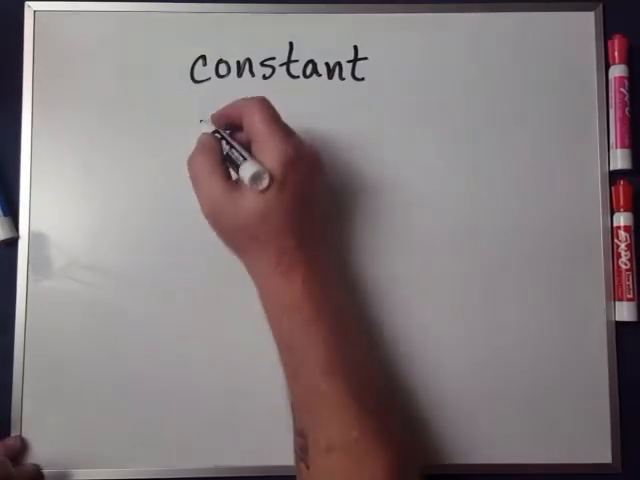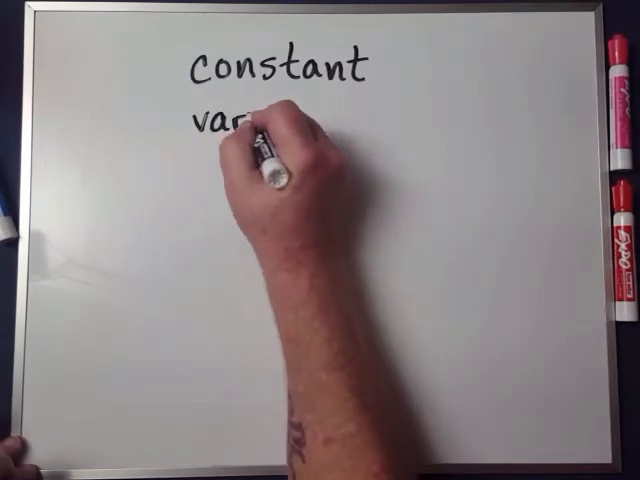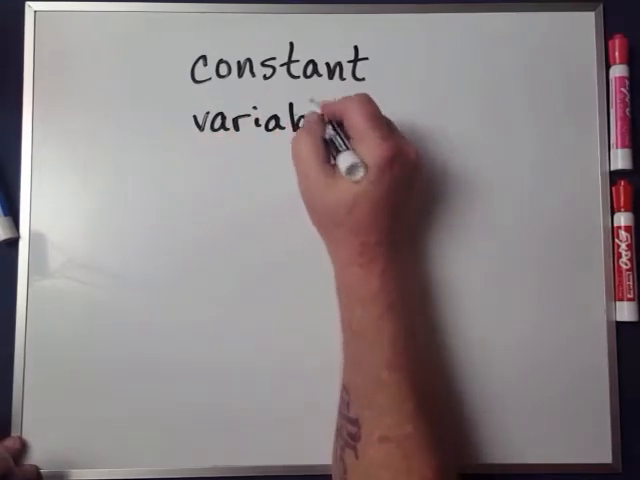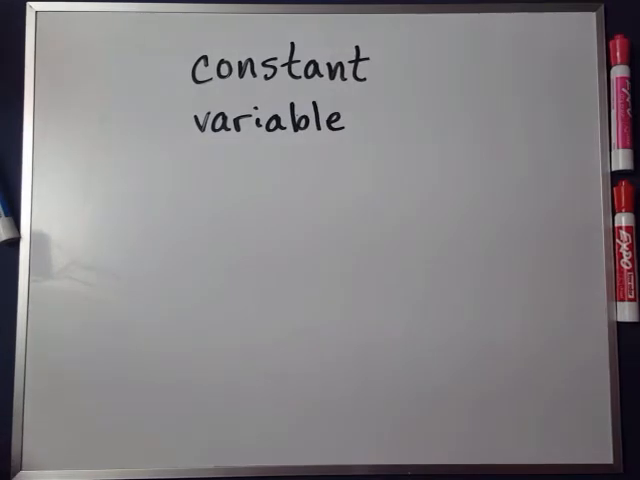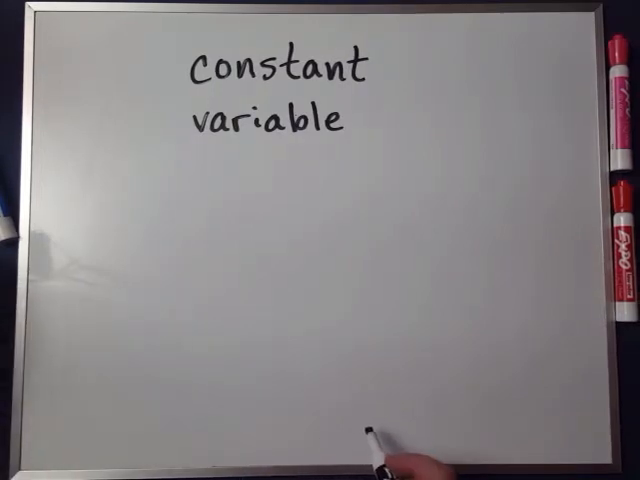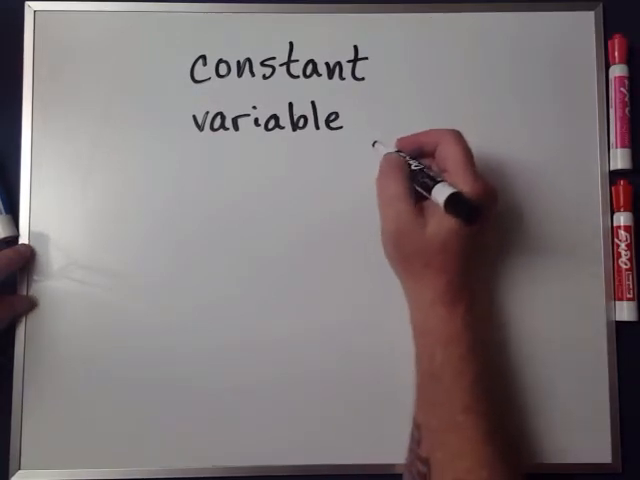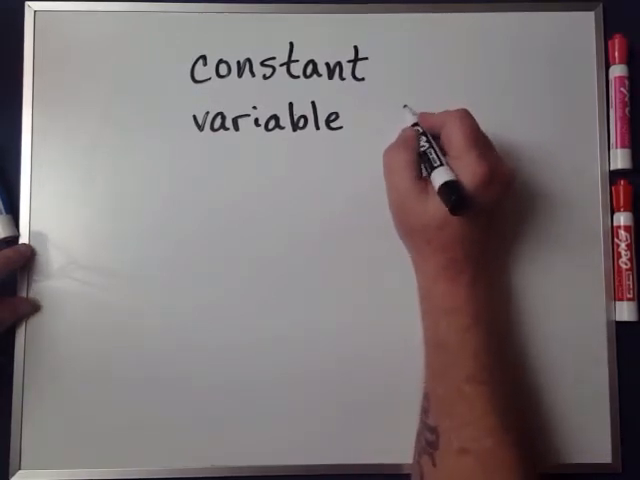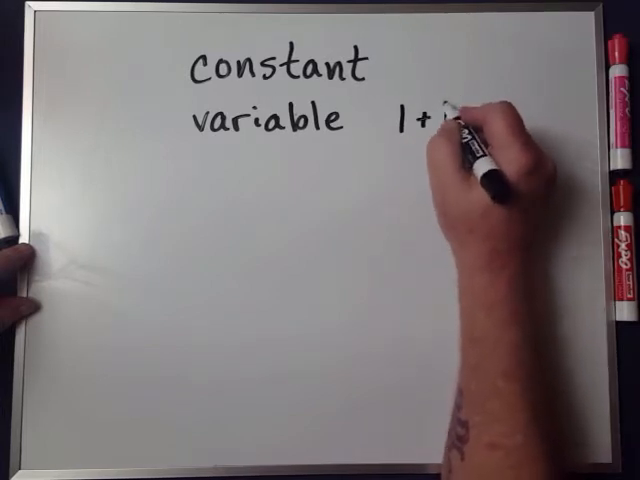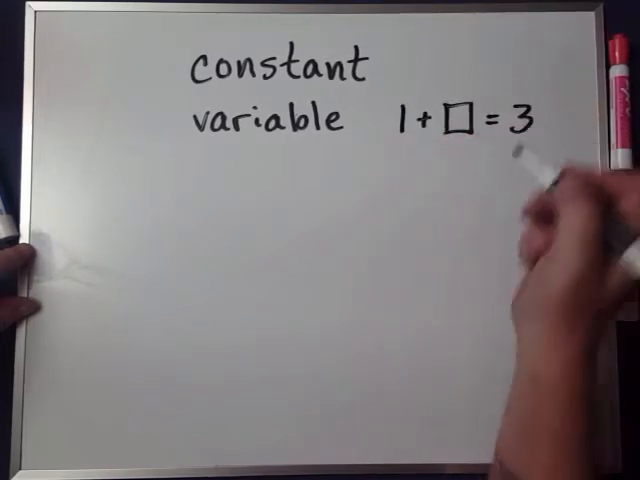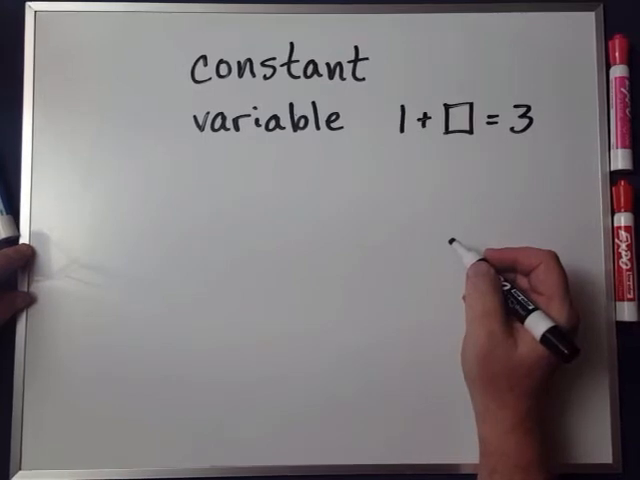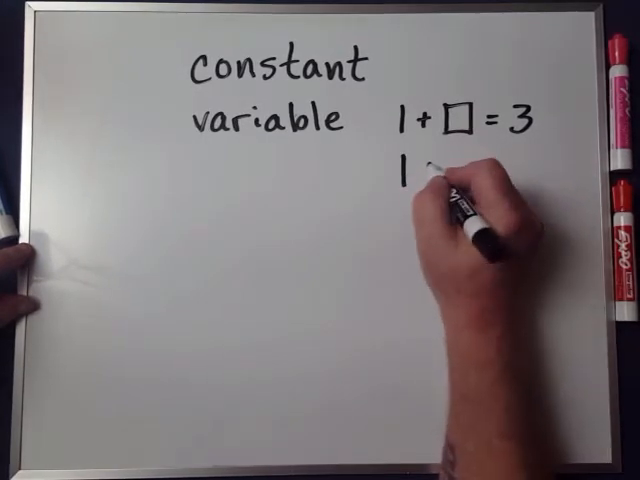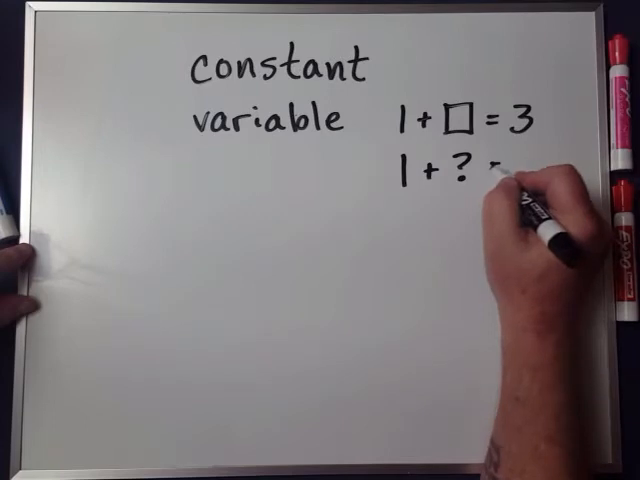The next sentence defines a variable. A variable is a symbol, usually a letter, used to represent an unknown number. Now, you've been dealing with these since elementary school. Do you remember the worksheets where you had to fill in the empty box? 1 plus empty box is 3. And you'd fill in your empty box with a 2. Some of us had worksheets that used question marks.